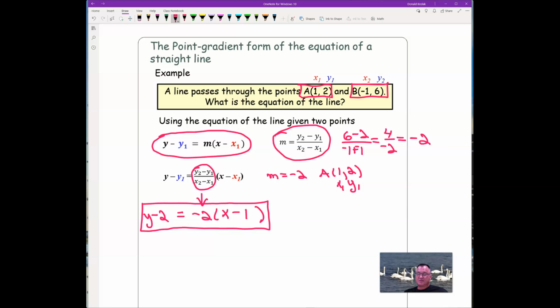Now if I wanted to convert that into slope intercept, I'm going to distribute. I'm going to add 2. And in slope intercept form, that would be negative 2x plus 4. So these are the same thing.